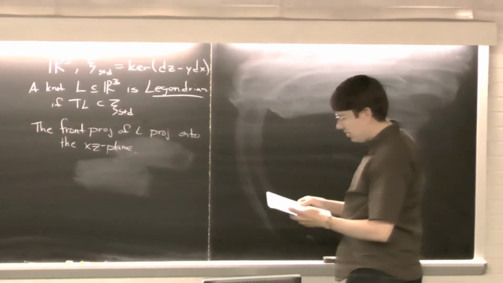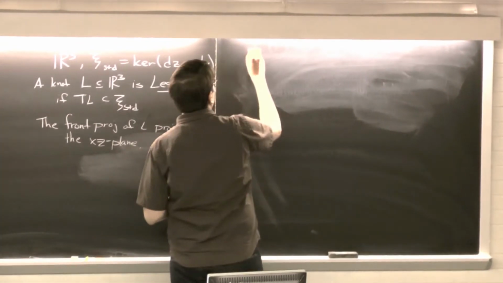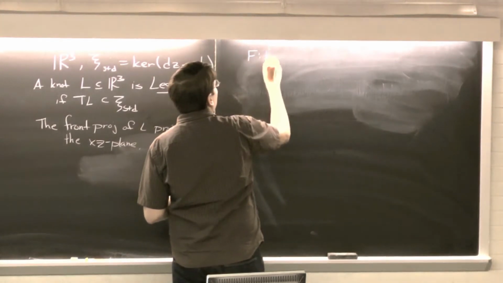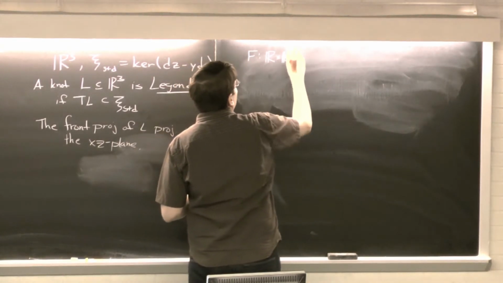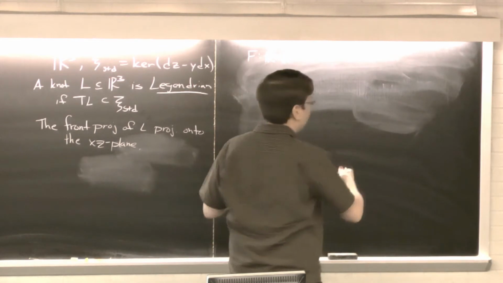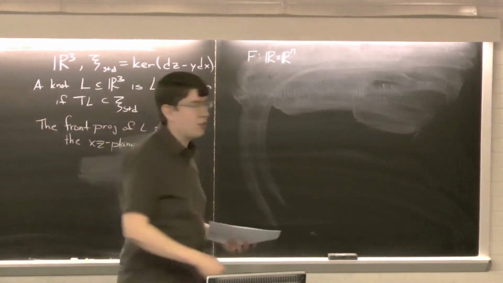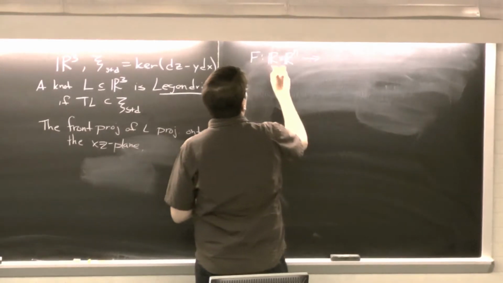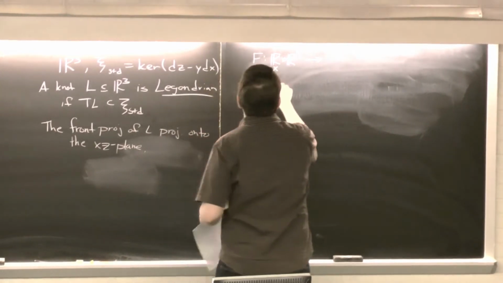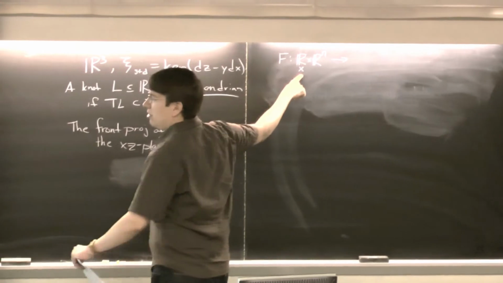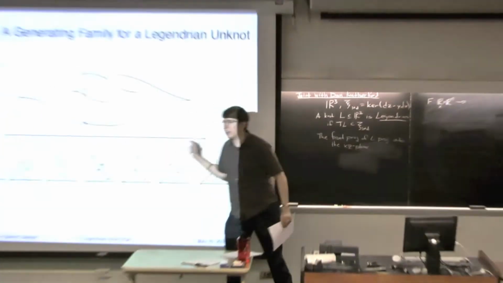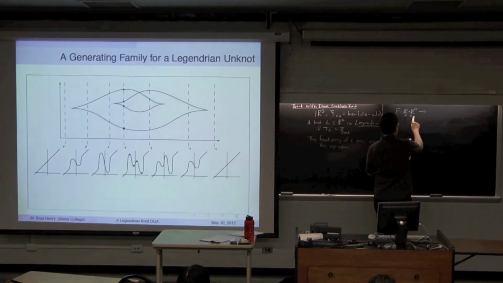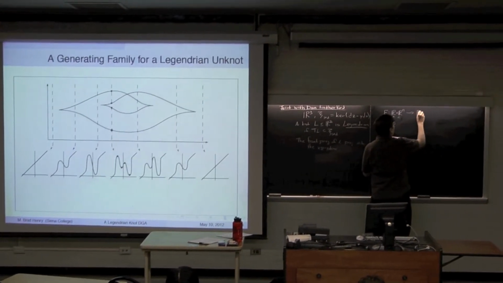What this essentially does is it completely encodes the front projection, and it actually encodes the entire knot. So if you want to study Legendrian invariants, you can study these functions and try to derive algebraic invariants using Morse theory. So it's a function f. This first R component we think of as just the x-axis. And then I have some fiber component, which I'll call E, to R.